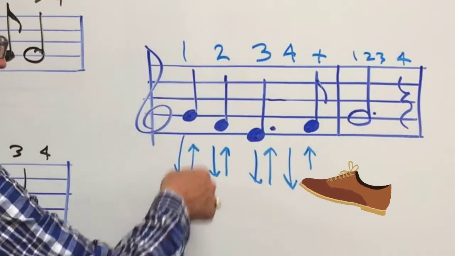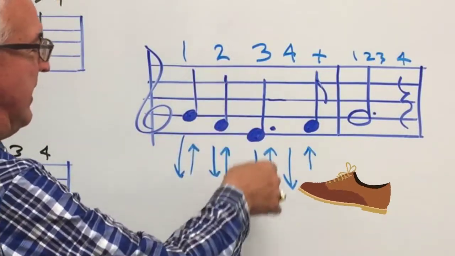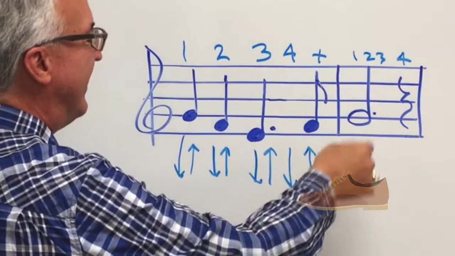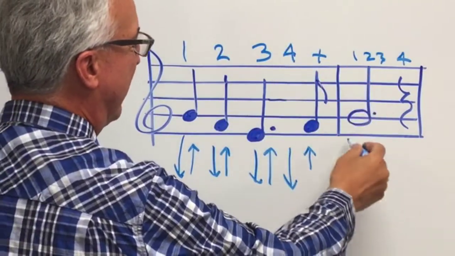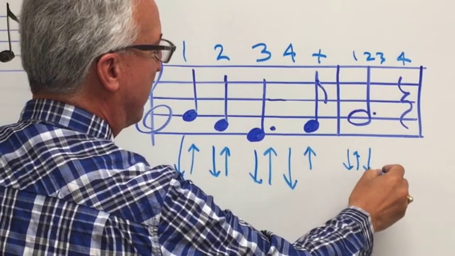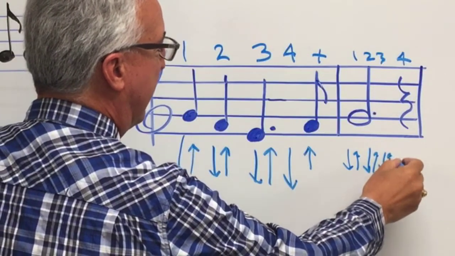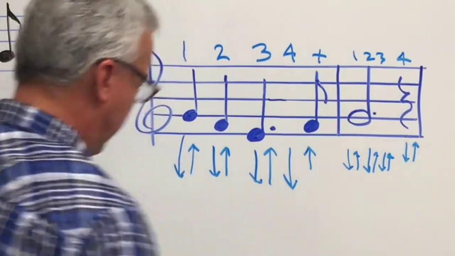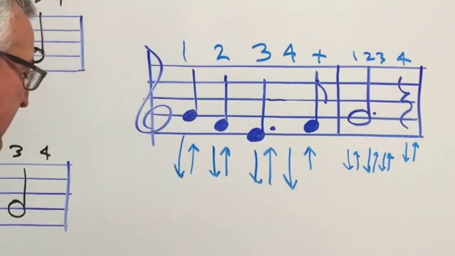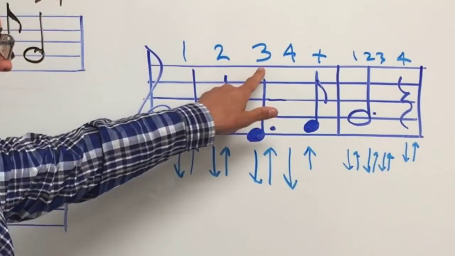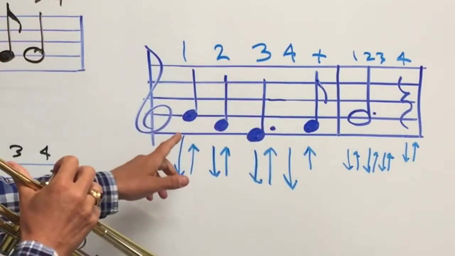So we have 1, 2, 3, and 4, and 1, 2, 3, right? This would be 3 beats. 1, 2, 3 beats. And then we have 1 beat of rest, right, at the end. So let's play, what does a dotted quarter note sound like when it occurs in the middle of the measure on beat 3?